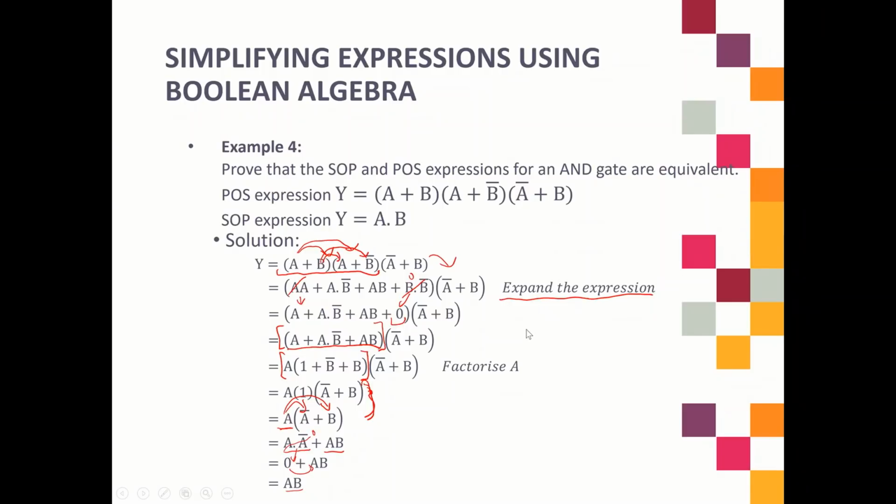So this is example 4. I hope you can get the idea of the process of simplifying expressions using Boolean algebra, based on all 4 examples that I already explained.